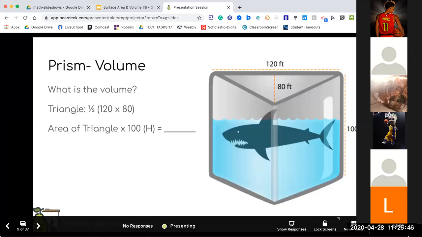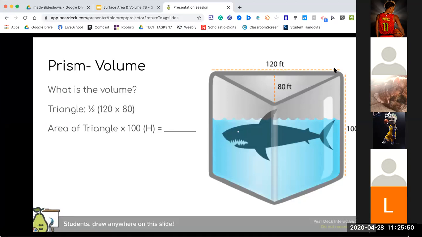All right, so on here, you have our last prism that we're gonna do of triangle prisms. On it, you have a shark tank. And over here on the right, that's 100 feet tall. Up here, the triangle is 120 feet by a perpendicular height of 80. I do not have the slant height lengths of the triangle, but I don't need them for volume. So if you will draw on the slide, what is the volume? And I've written out the steps, so you can just follow the math. Do the arithmetic part there.